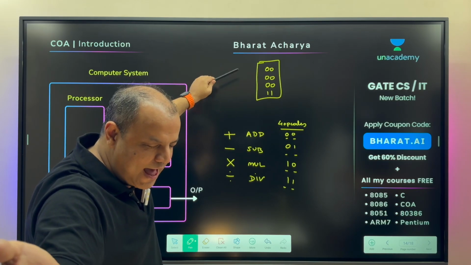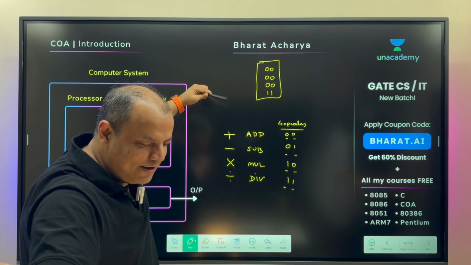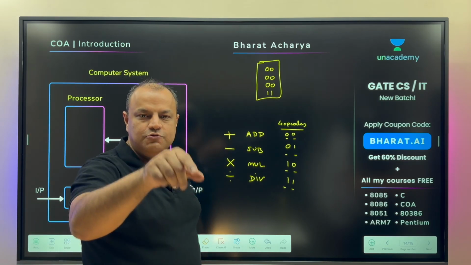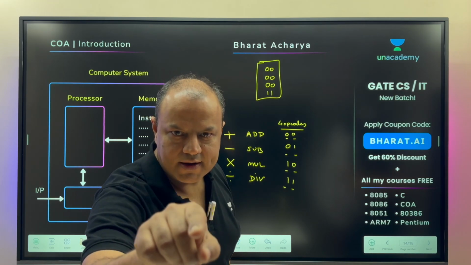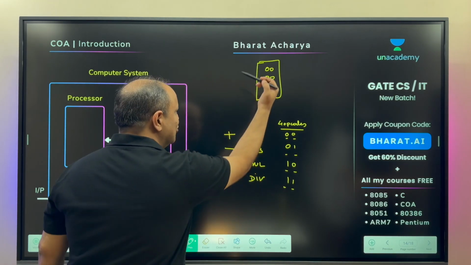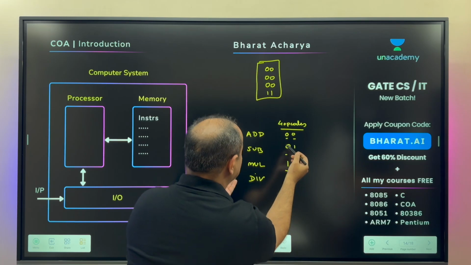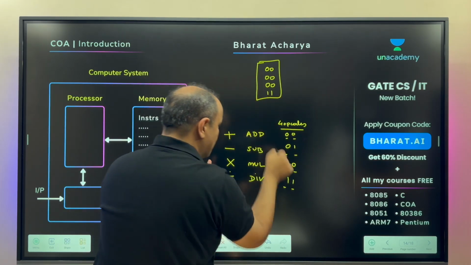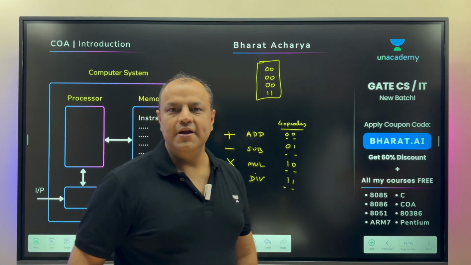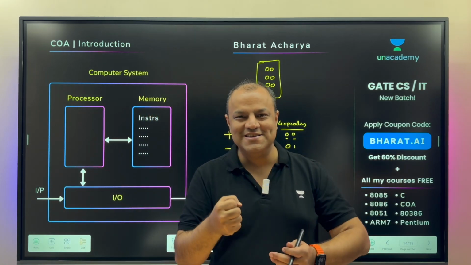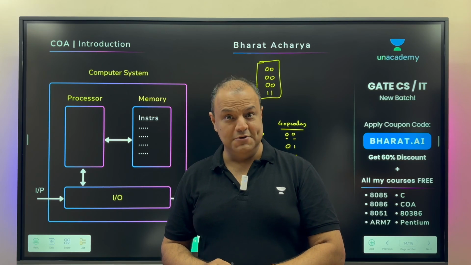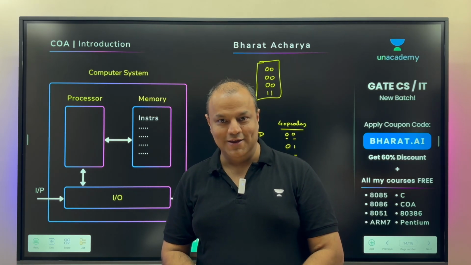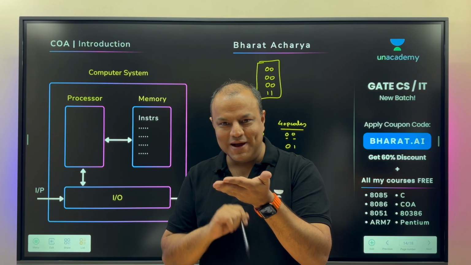Add, add, add, divide. What you did right now is what is called decoding. You looked here, you analyzed: 0 0 means add, 0 0 means add, 0 0 means add, 1 1 means divide. What you did is what the computer needs to do. Did you convert into binary? No, it's already in binary. What you did was you analyzed the binary pattern.